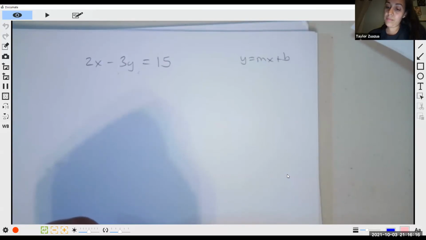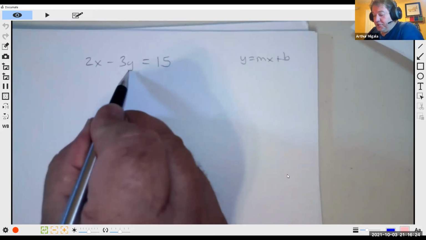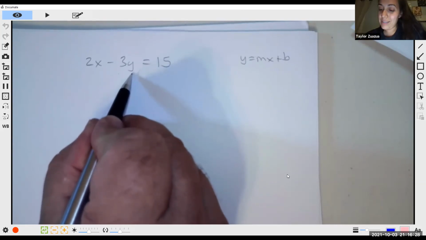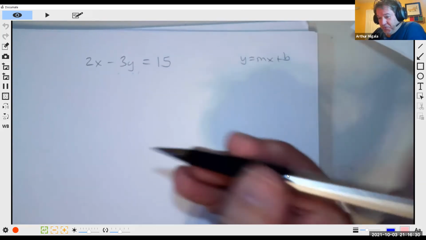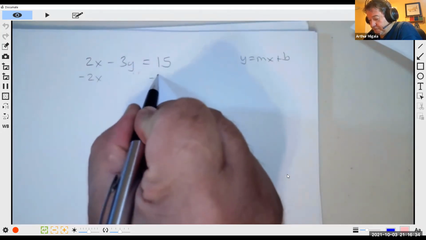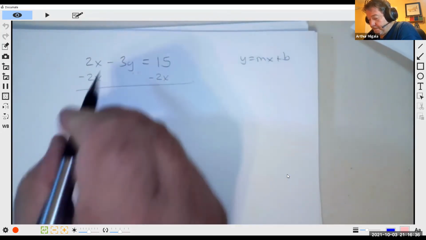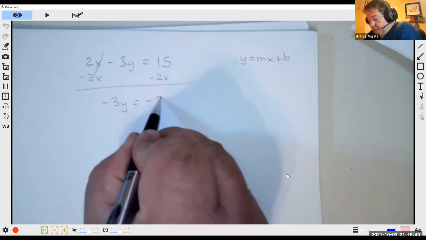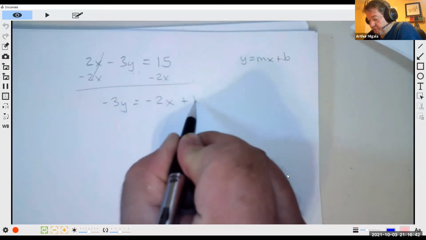Wouldn't your slope be 2? Nope. Solve for y first. So you subtract 2x first from both sides. We have negative 3y equals negative 2x plus 15.